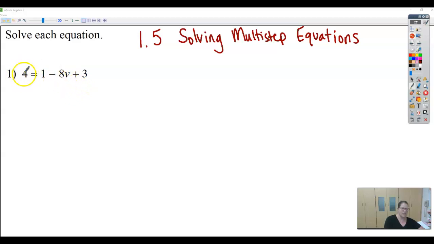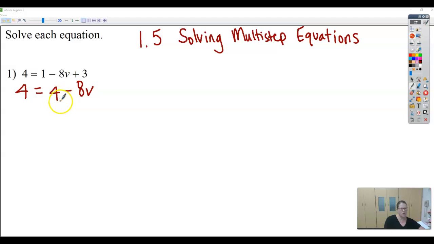Over here, we just have a 4, so there's really not much going on there. On the other side, we have 1 minus 8v plus 3. Since 1 and 3 are both just numbers, we can go ahead and actually do that operation, 1 plus 3. So that would leave me with 4 equals 1 plus 3 is 4, and then minus 8v. Now on this side, 4 minus 8v, there's nothing else we can do because these are not like terms. 4 and 8v are not like terms because 8 has a v multiplied by it, but 4 doesn't.